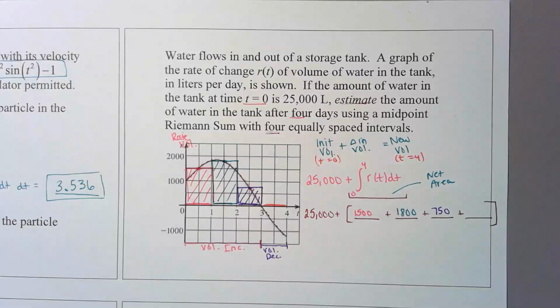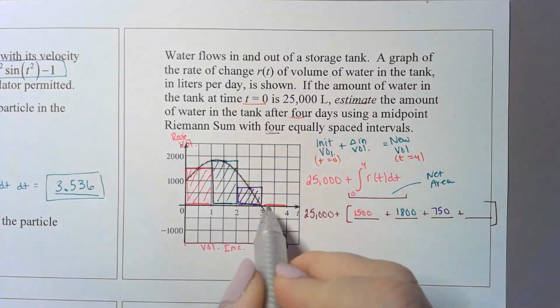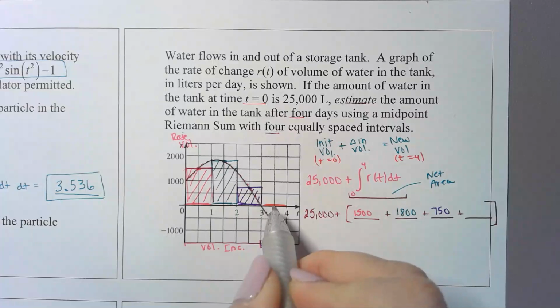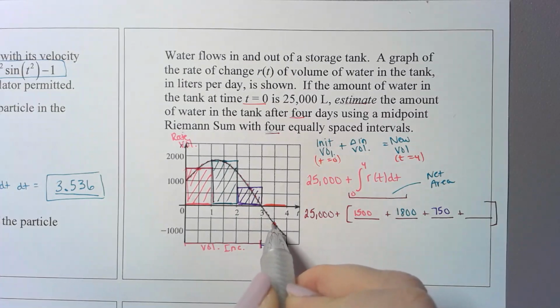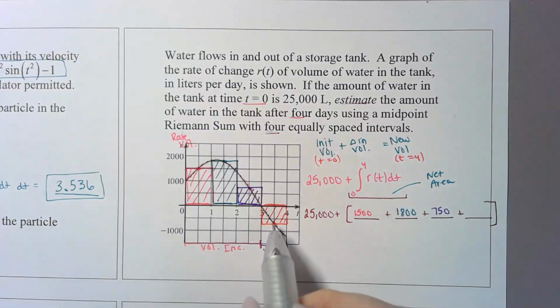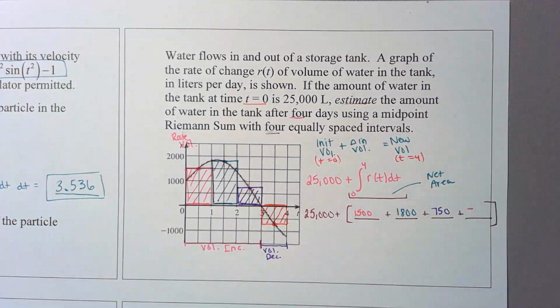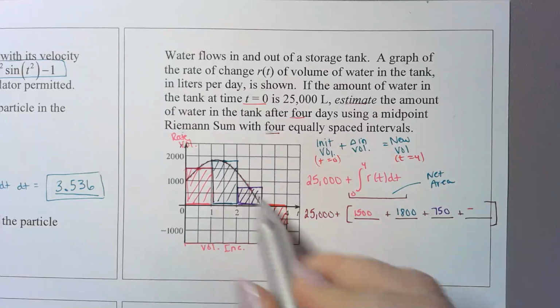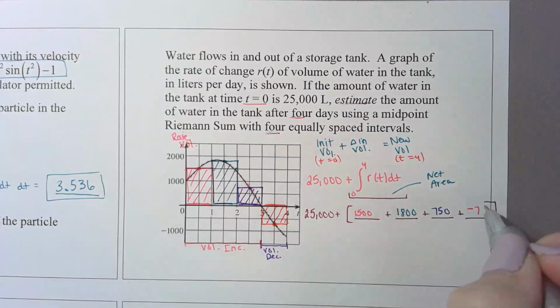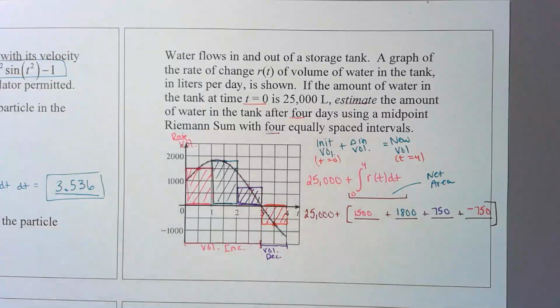And let's do our last one here. This one has a base of 1, and I go to the middle. I go down, down, down until I hit the curve. And that's the height of my last rectangle. Now, it's negative because it's below the x-axis. You know what? I'm going to do myself a favor. I'm just going to say that it's about 750, right? Looks like it's about the same height as that last one.